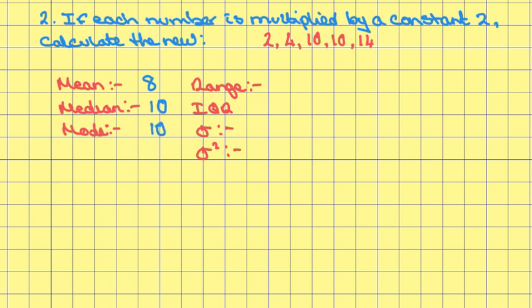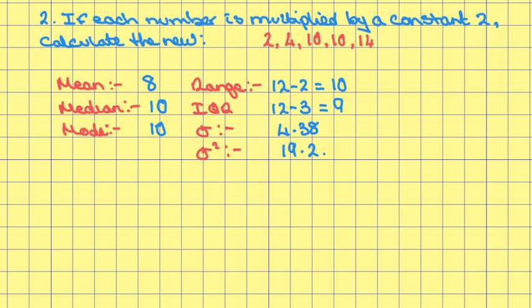The new range would be 12 minus 2, which is 10. The new interquartile range would be 12 minus 3, which is 9. And the new standard deviation would be 4.38. And the new variance would be 4.38 squared, which would give me 19.2. So what has happened?